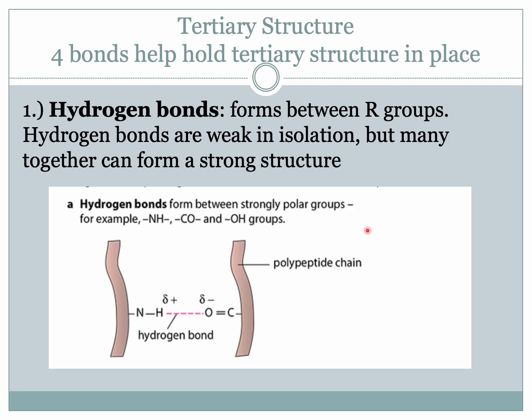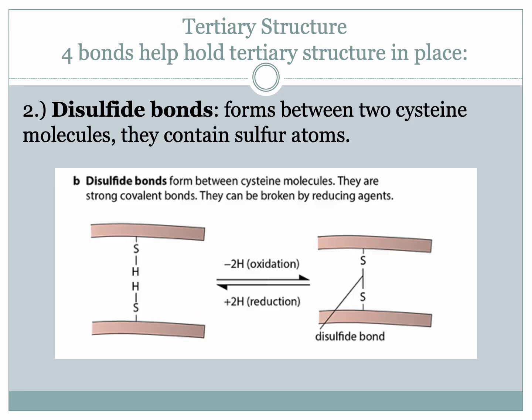The first one is a hydrogen bond. It forms between the R groups. The hydrogen bonds are weak in isolation, but many together can form a strong structure. Again, that dotted line is representing the hydrogen bond. The disulfide bonds form between two cysteine molecules. They contain sulfur atoms. So again, you have the sulfur bond, that disulfide bond here.